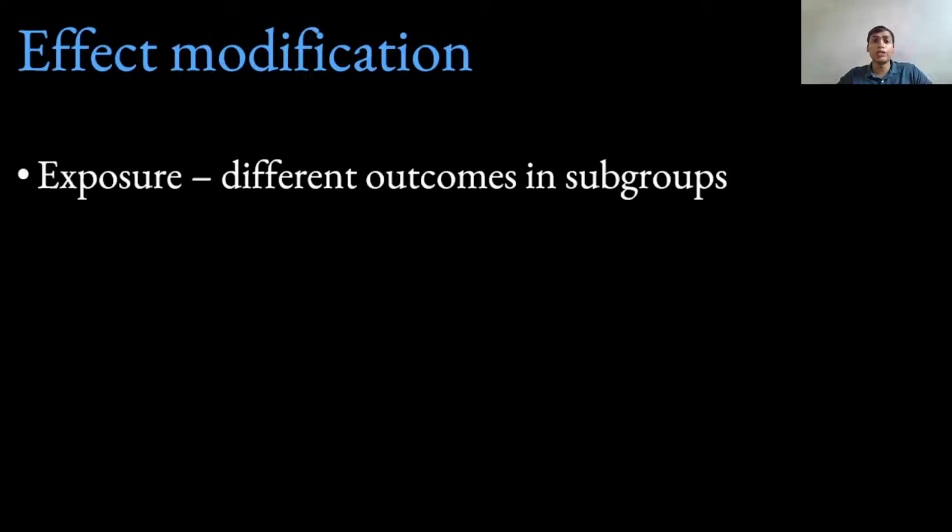Effect modification differs from confounding because in effect modification, the exposure leads to different outcomes in subgroups stratified by the effect modifier or the effect modifying factor.